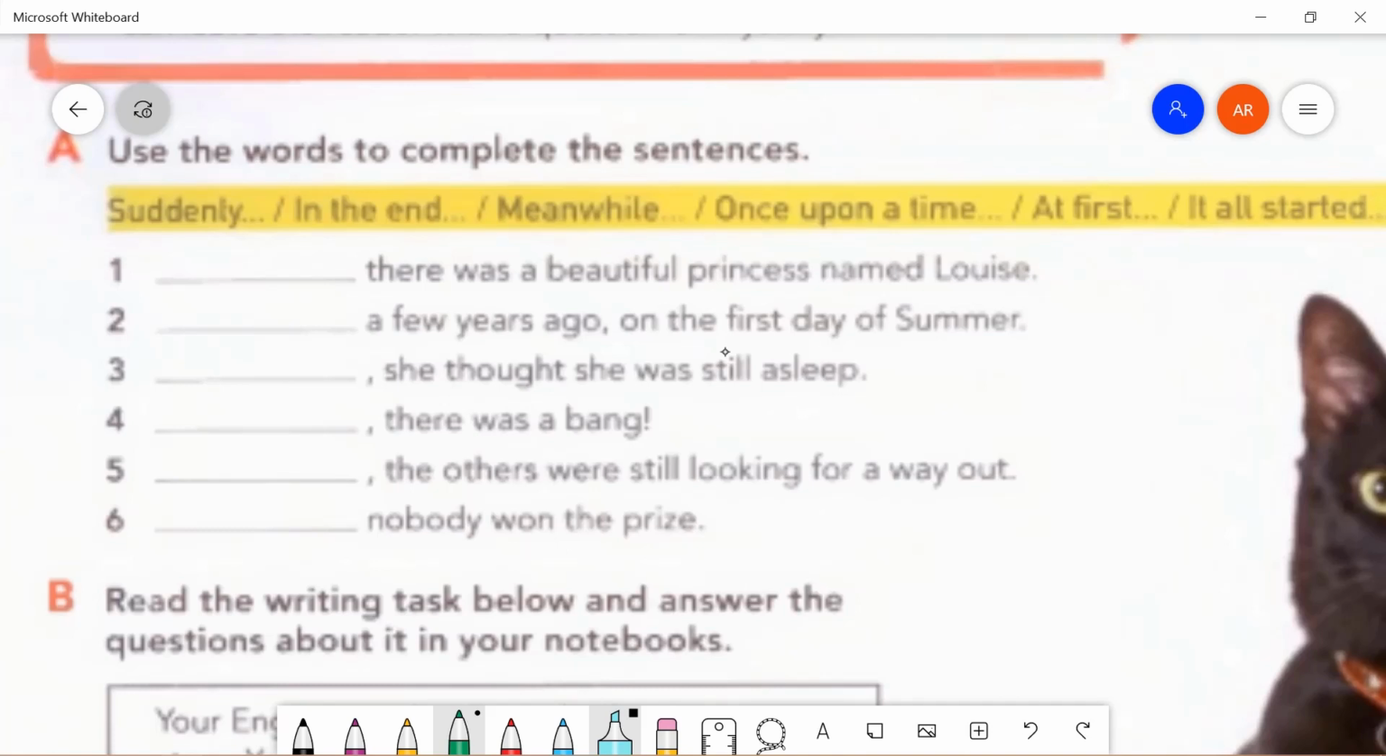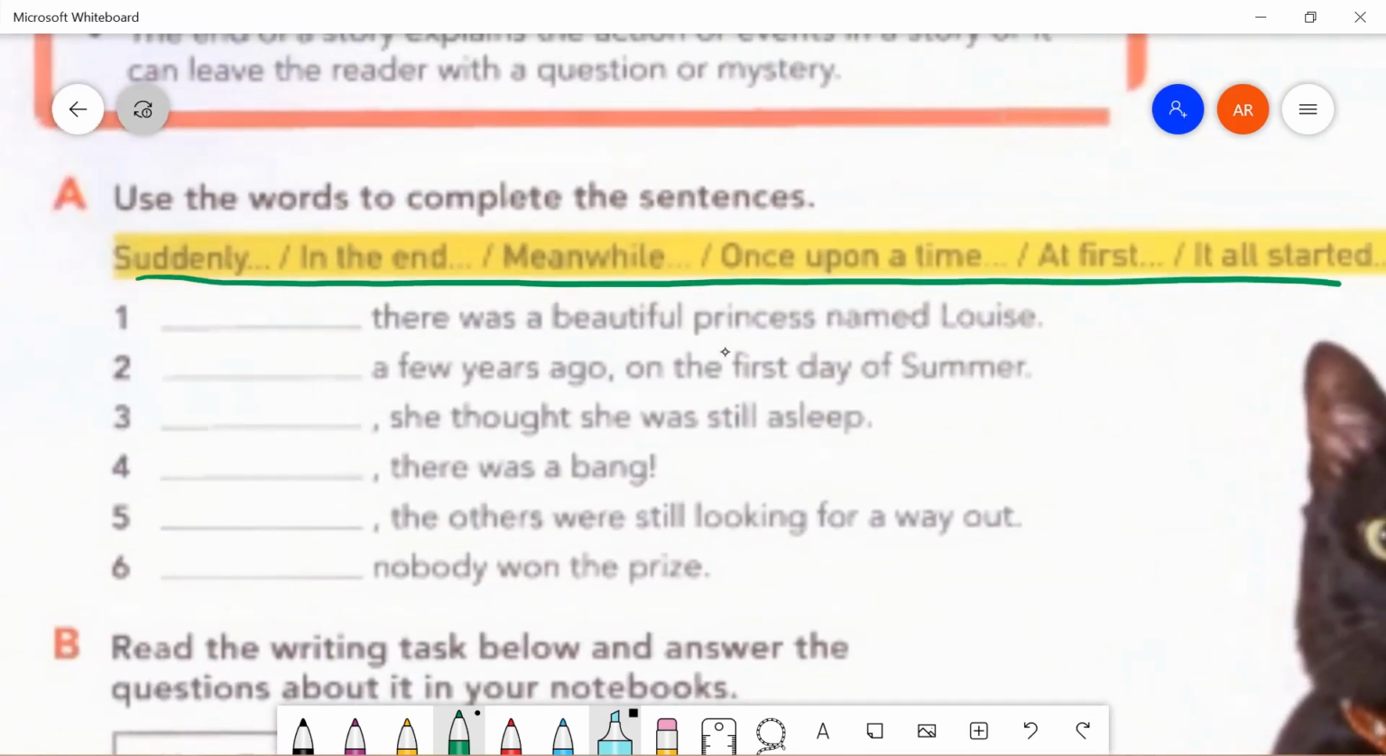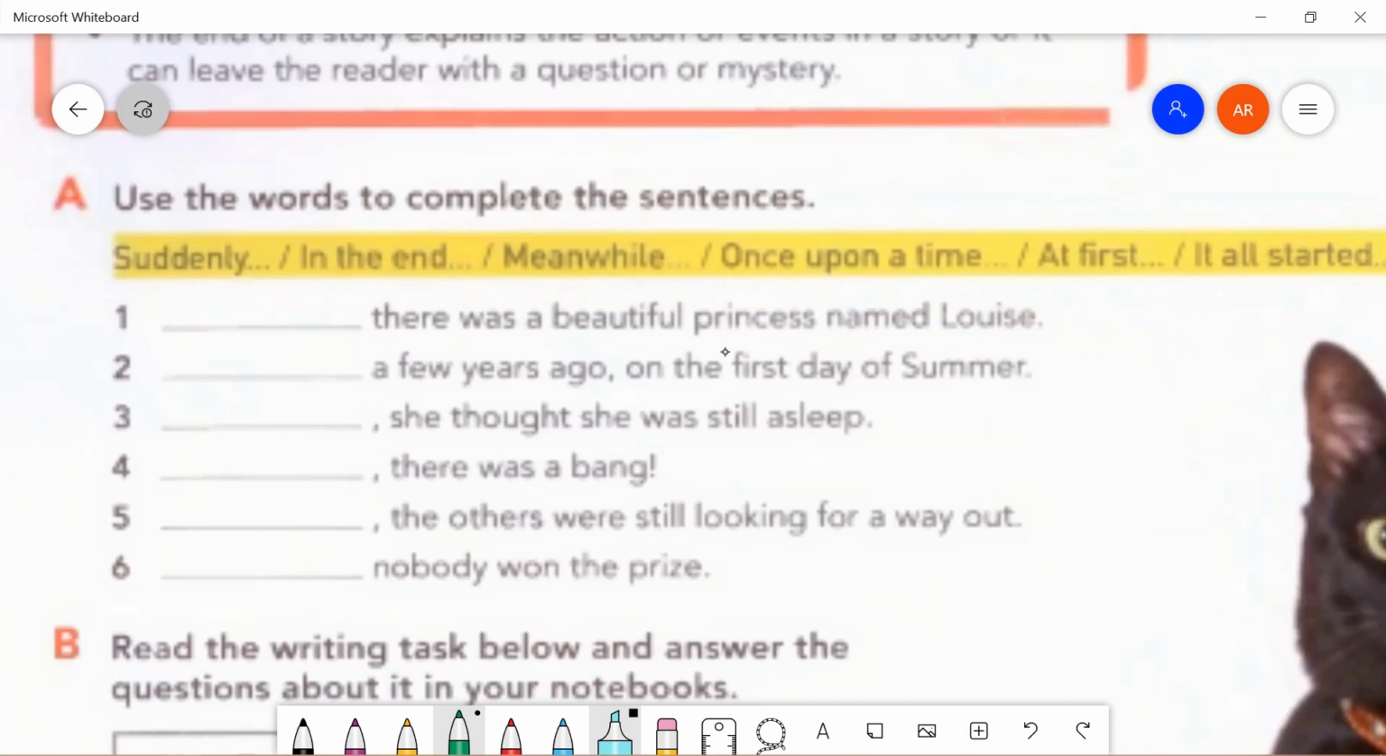So these phrases, in the yellow word bank, is what we call discourse markers. Okay, in Malay it is called penanda wacana. So discourse markers help you to begin your sentence or to switch your reader's focus from one event to another. All right. Now, let's look at the third one.